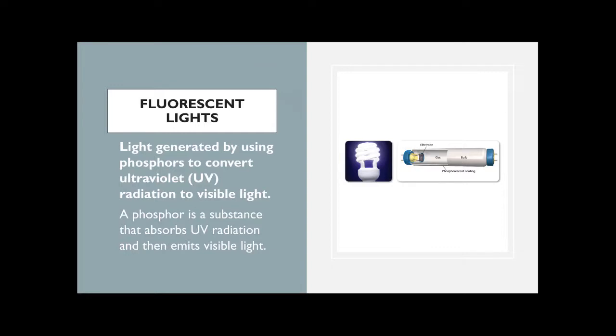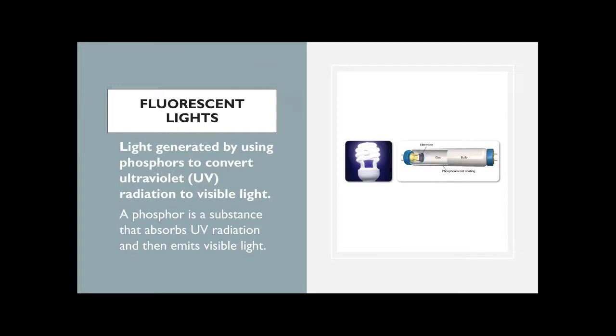Now that we talked about incandescent light, there's also another type of light called fluorescent. Fluorescent is when light is being generated because of something called phosphorus. You need this substance in order to convert UV light into visible light. So phosphorus converts UV light into visible light, and that is how light is emitted from this type of light bulb.